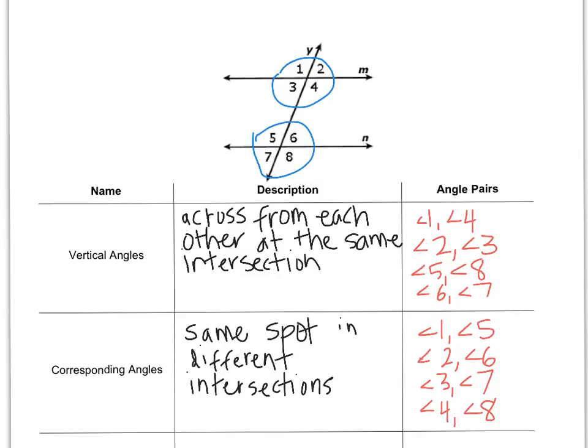So if you know angle 1, you know angle 5 because it's corresponding. If you know angle 8, then you know angle 4 because they're corresponding. And corresponding angles are congruent.